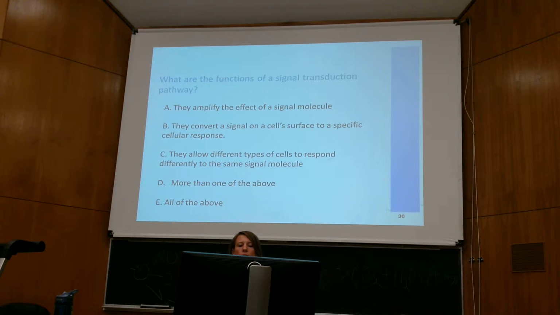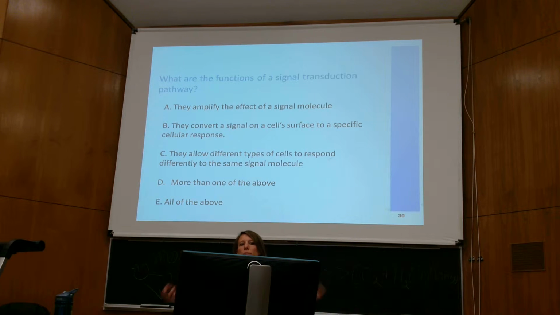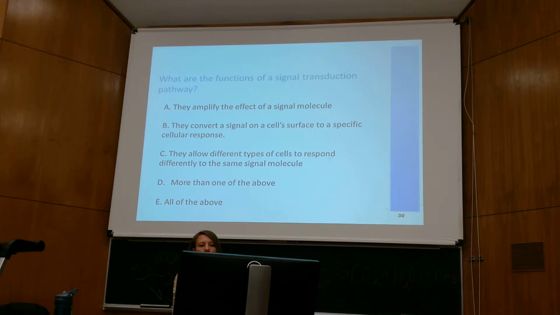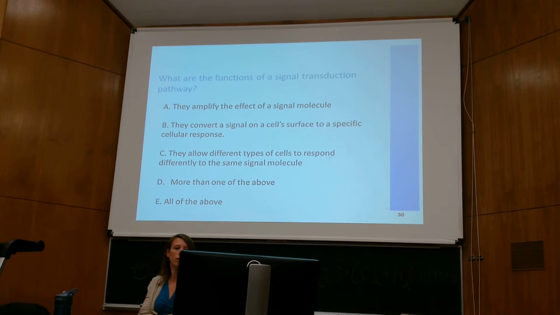E, all of the above, right? So this might be something similar to what I asked you on a test. I want you to know that the transduction pathway can amplify the effect of a signal molecule. It converts a signal on a cell surface to a specific response within the cell, right? It allows different types of cells to respond differently to the same signal molecule. So they vary, they can have different responses.